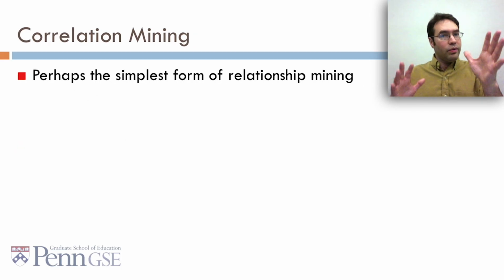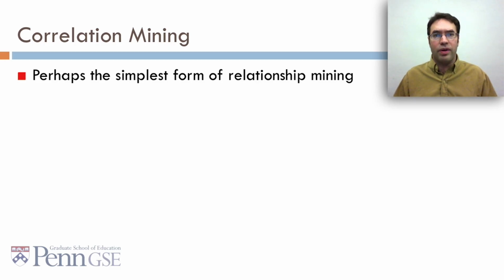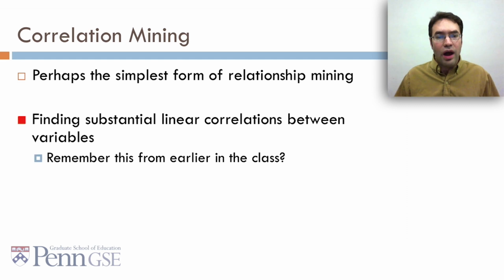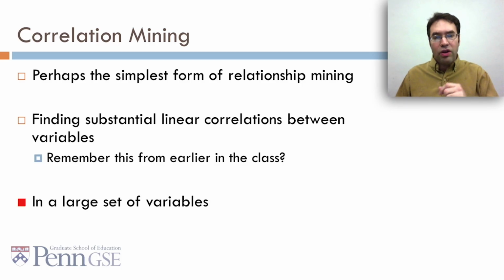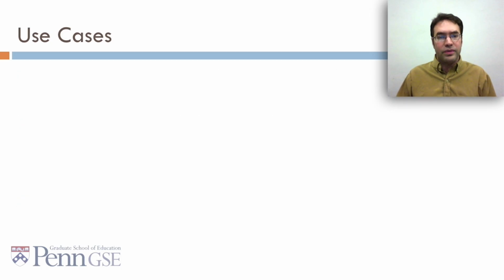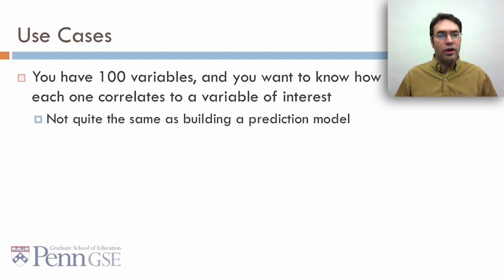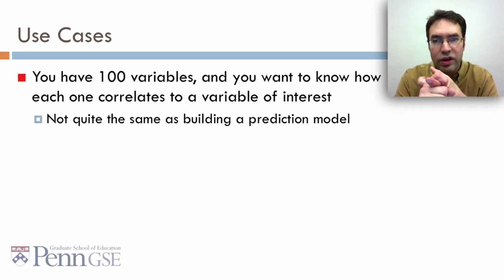In correlation mining, which is probably the simplest form of relationship mining, and it precedes people thinking about data mining by decades, you just try to find substantial linear correlations between variables, and you may remember linear correlations from earlier in the class, week 2, in a large set of variables. Some of the use cases you might think about include: you have 100 variables and you want to know how each one correlates to a variable of interest.